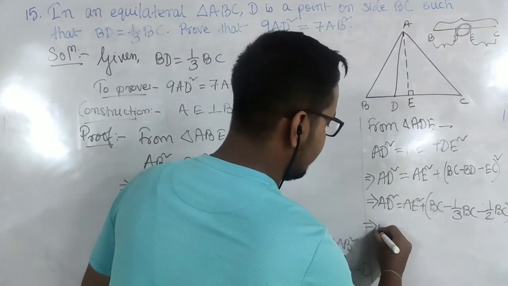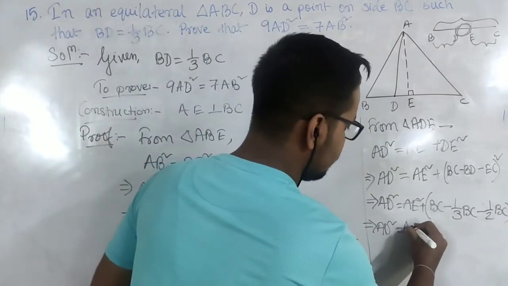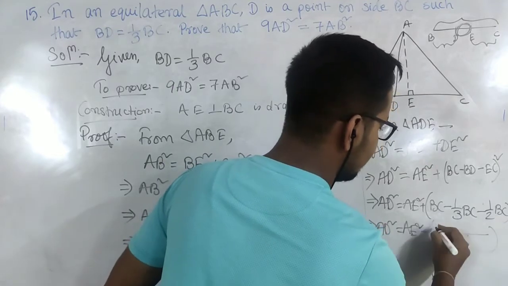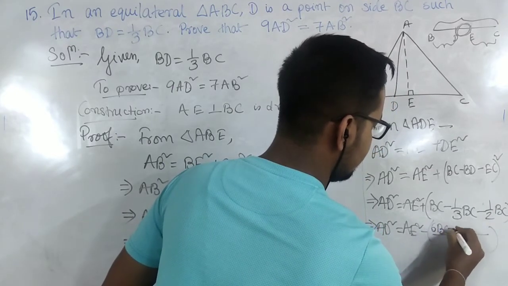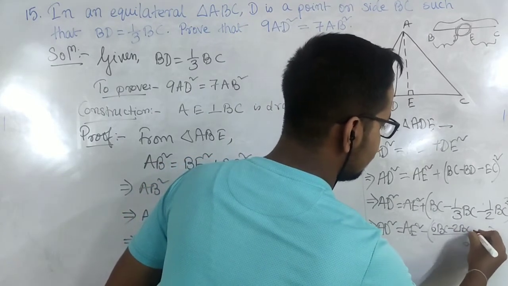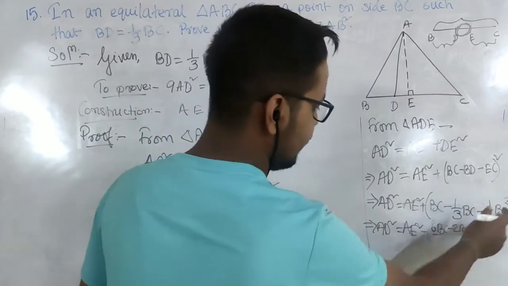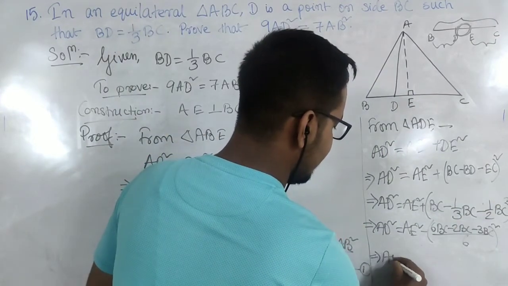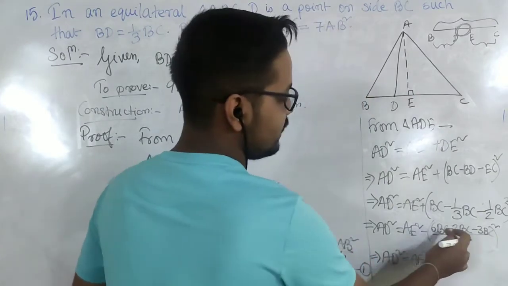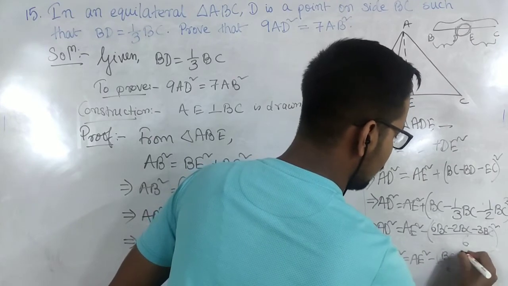Next we are again going to continue with AD squared is equal to AE squared. Let's take an LCM. The LCM will be 6. So it will be 6 BC minus twice BC minus thrice BC, whole squared. Okay, we have taken the LCM. So now we get AD squared is equal to AE squared minus... 6 minus 2 minus 3 is 1. So it is BC by 6, whole squared.